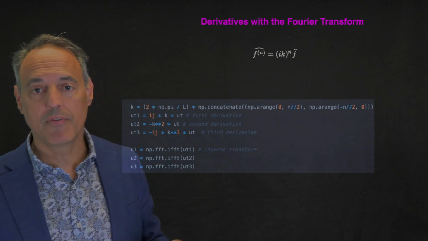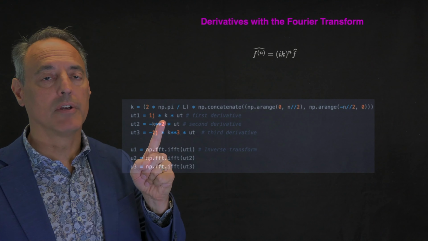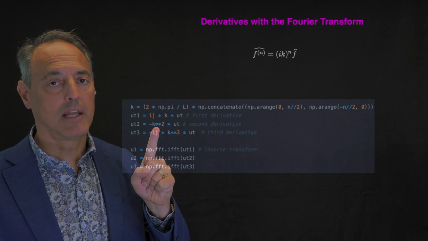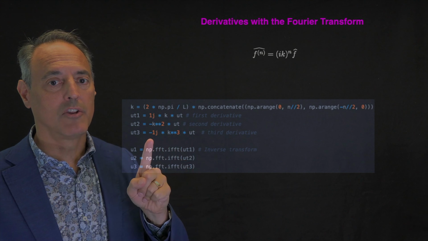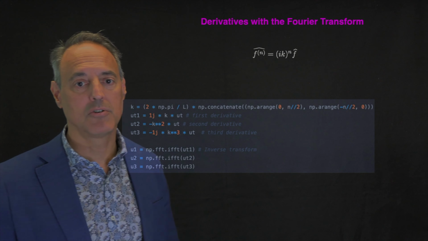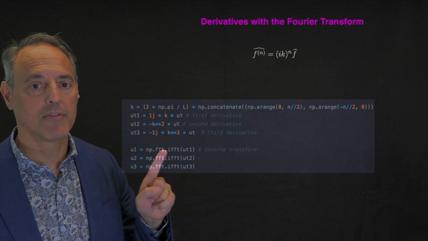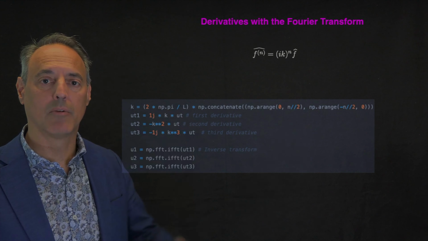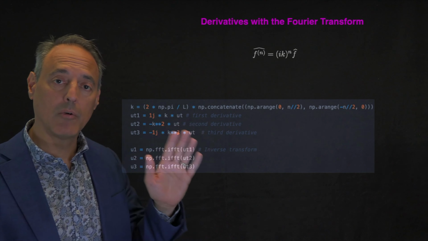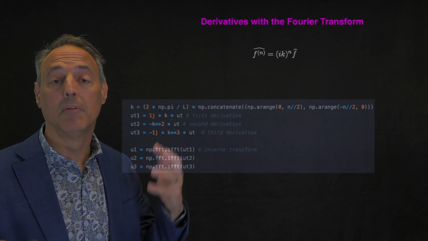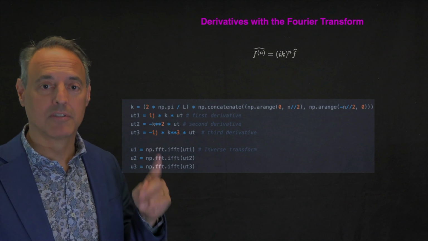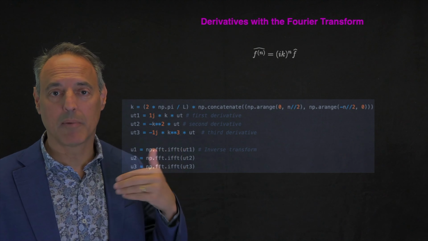And so to compute derivatives, here's how easy it is. First derivative, multiply ik times ut. Second derivative, negative k squared times ut. Third derivative, ik cubed, right? And then you just invert these. Just do it. Inverse Fourier transform, which is fft.ifft, and you're back in real space. That's as simple as it gets, and in fact this is one of the most accurate ways to compute derivatives if you have periodic boundary conditions. So anytime you have periodic boundary conditions, you should definitely always be thinking about using a Fourier transform.